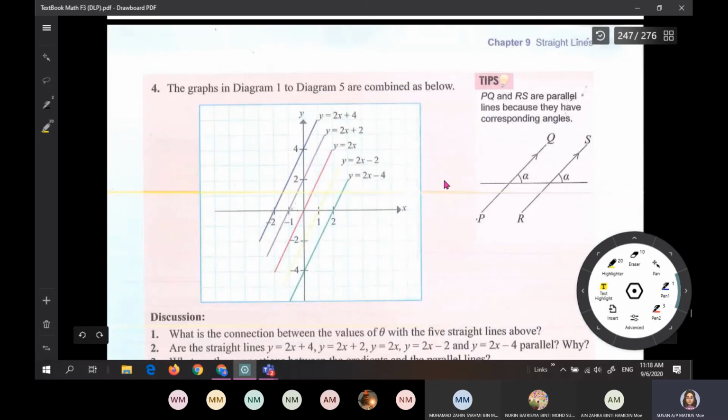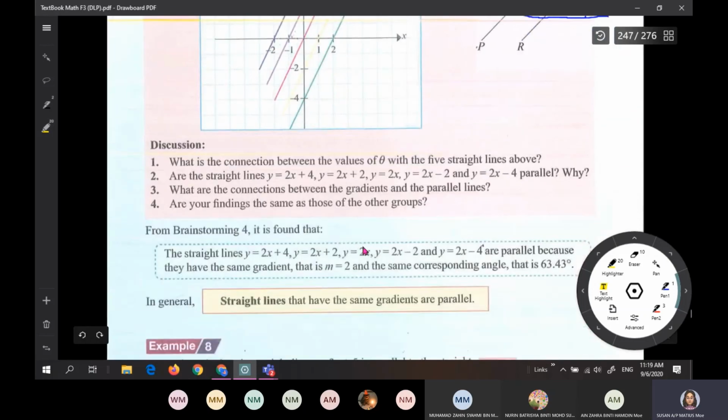You have learned this when you were in form 1, if you remember: alternate angles, corresponding angles. If we compare this, this is letter F, corresponding angle. So the angle here at Q and the angle at S is the same. The same thing goes here. What's the finding here is, all the 5 graphs given are parallel to each other. Why is it parallel? Sebab it has the same gradient. And if you look at the angle, it is also the same.